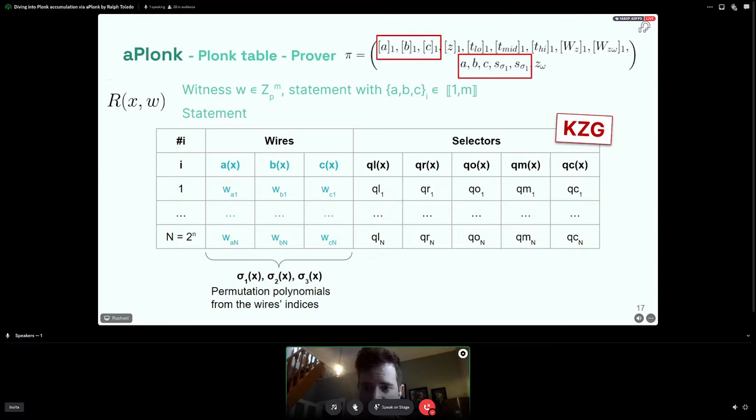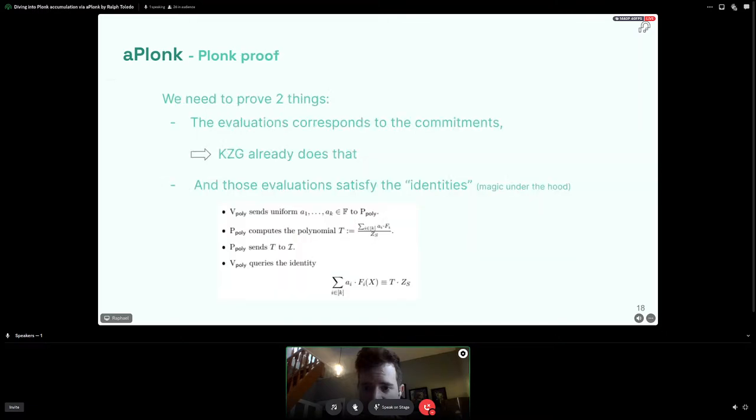The WZ and WZ omega, I forgot to say, these are elements from KZG, so we're not going to talk about it. Know that we have compressed objects to represent our wires and our selectors, so the witness and our circuits. What do we have to do? We have to prove two things. We have to prove that the evaluations correspond to the commitments. This is already done with KZG. The second thing, and perhaps the most important thing that we have to do, is prove that these evaluations actually satisfy the identity that we want to prove.